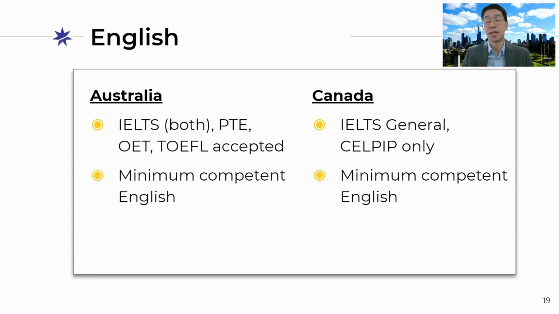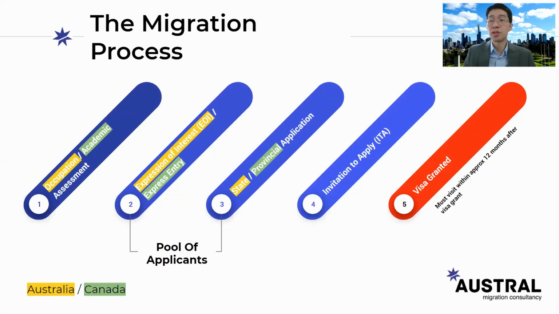But Canada accepts IELTS General only, right? So those are the base criteria. If you don't hit one of the base criteria, you wouldn't be allowed to apply in general. So just something to keep in mind.